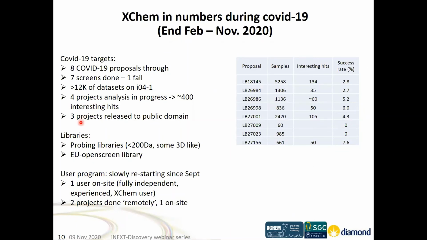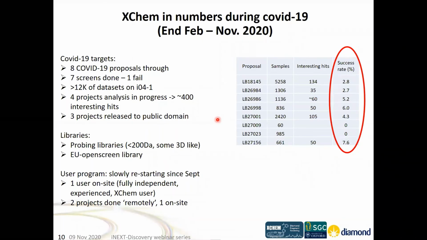We've done 3 projects that are released into the public domain. Those are a bit the statistics of those projects. And I think the most interesting is the success rate. When we could do the experiment, we always had a hit rate of between 3 and 7 or 8%, which is quite reassuring. Basically, we're pretty sure that we can do screening experiments.